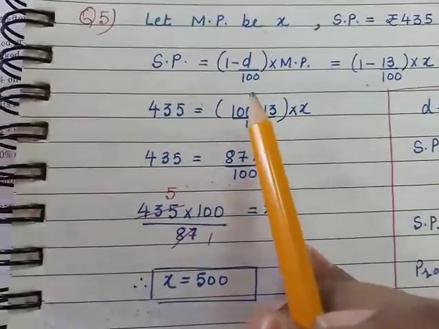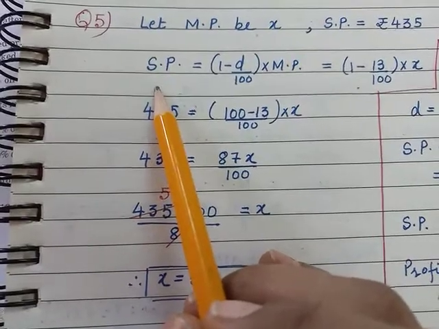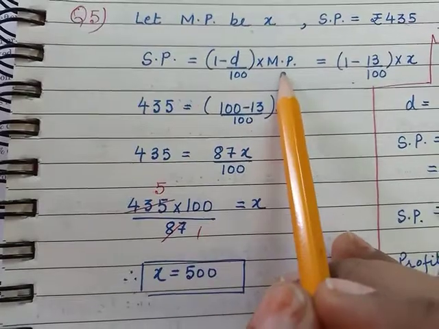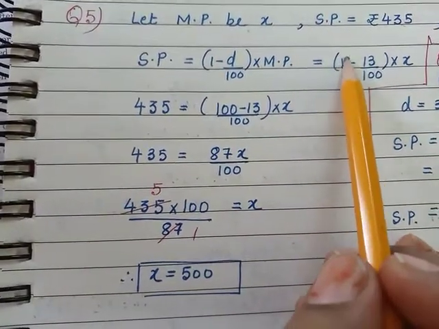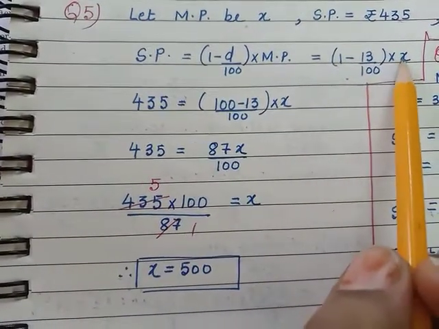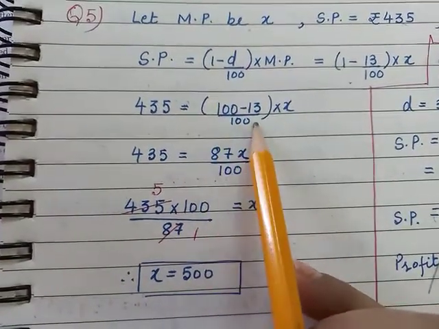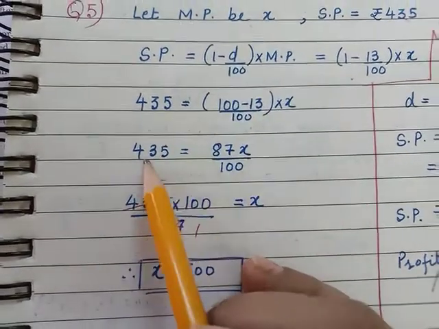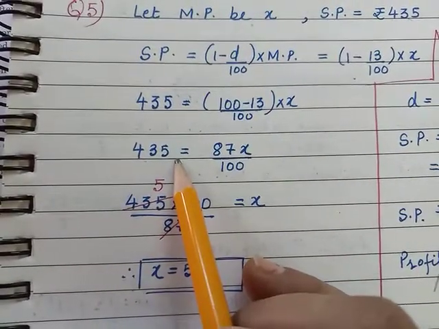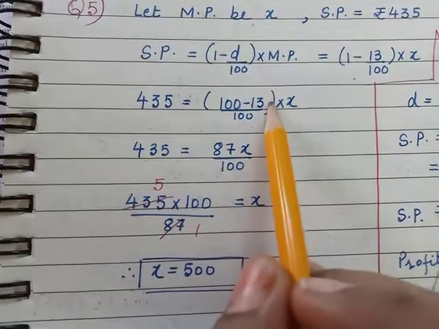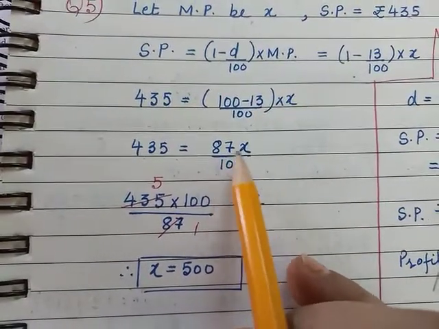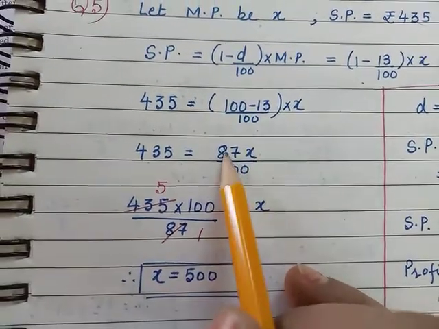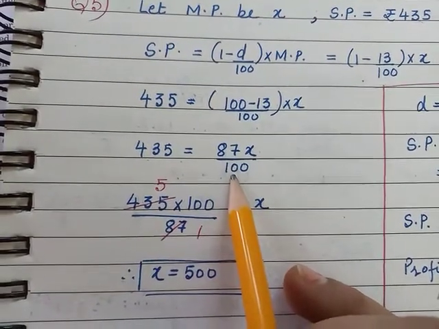Let's have a look at its solution. The formula says selling price is equal to (1 minus discount percent upon 100) into mark price. So that becomes (1 minus 13 upon 100) into X. We took the LCM as 100 and subtract 100 minus 13. 435 is the selling price given to us, that is equal to, if we subtract these two, 87x upon 100.